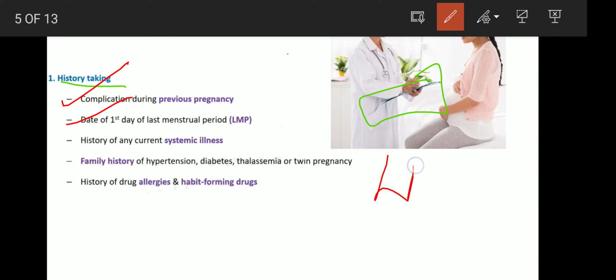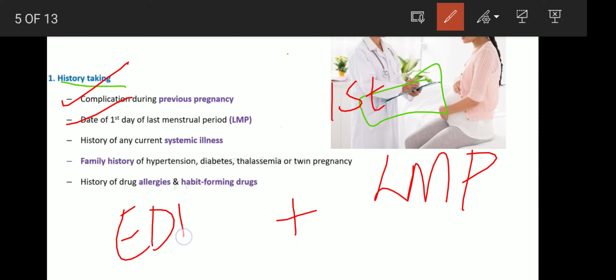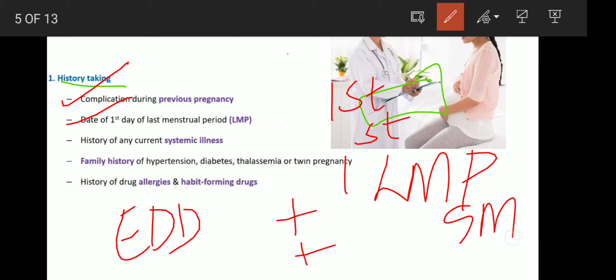Why do we record the first day of the LMP? The first day of the last menstrual period, so that we can calculate the EDD. How do we calculate the EDD? First day of last menstrual period plus 9 months. So we have to add 9 months plus 7 days. 9 months and 7 days.